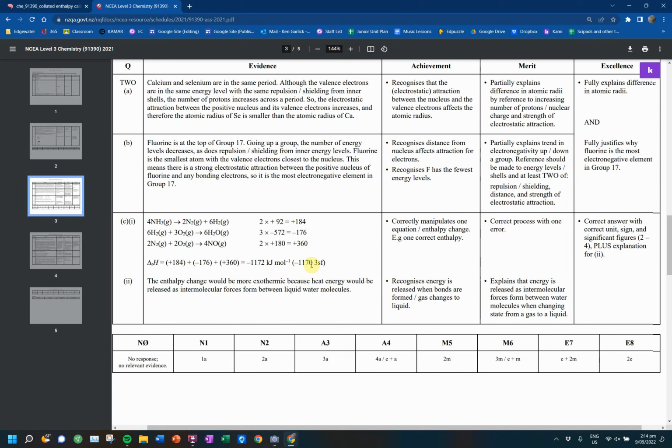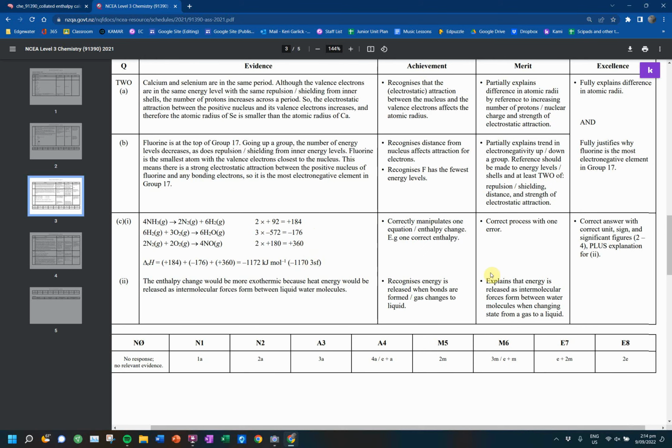All right, so we can see here how things go. So for the excellence, correct answer with correct unit, sign, and significant figures, plus explanation for this part here about how if we had a reaction occur, it would be more exothermic because we are not wasting that energy breaking the bonds between the water molecules. For the merit, correct process with one error. So maybe you've dropped a sign somewhere and that's affected your answer.